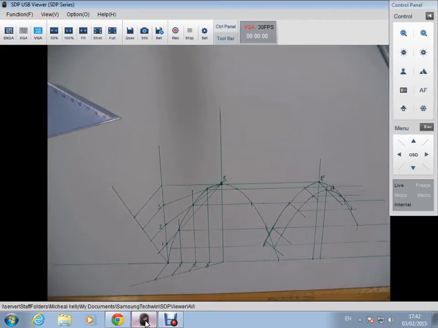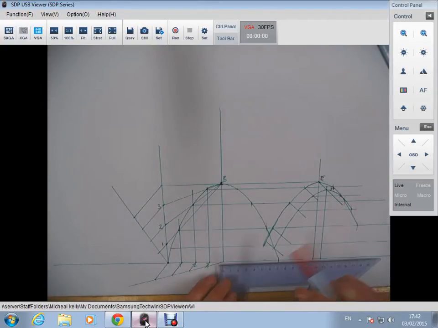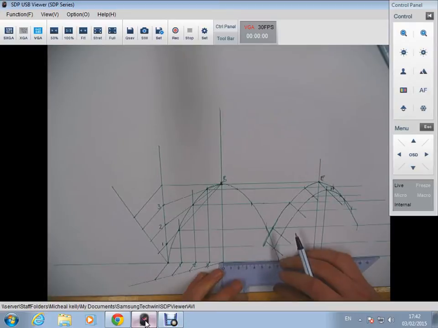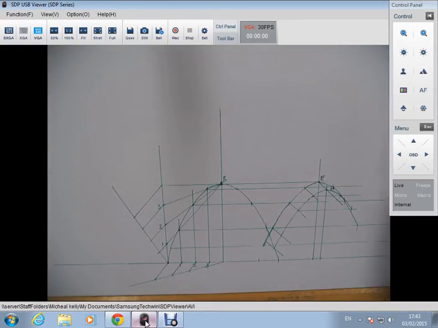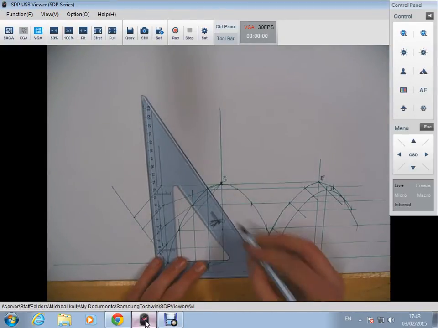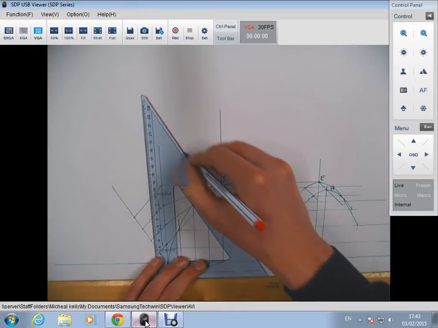So measuring a distance of 45 over for this point, I'm going to use red pen this time for the elliptical part of the question. 45 millimeters over from my center line, and taking a line at 60 degrees, I know that my minor axis will lie somewhere along this line.